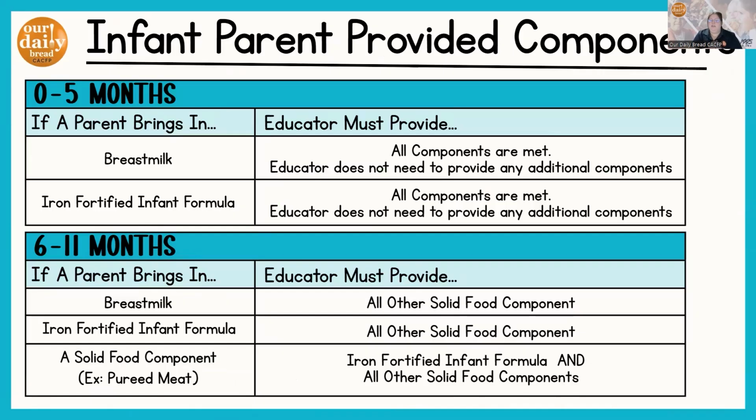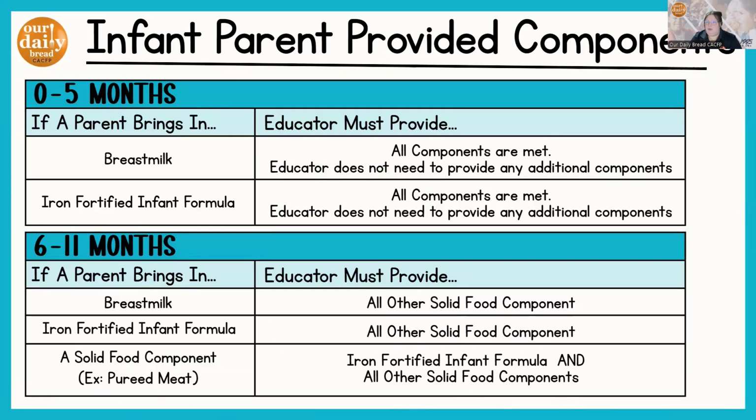So now we'll take a look at infant parent provided components. For anyone in the CACFP, parents can provide 1 component per meal or snack. And what does that look like for infants? For our 0 to 5 month olds, their only requirement is breast milk or iron fortified infant formula. So if a parent brings in either that breast milk or formula, then the educator does not have to provide anything else. All the components are met.